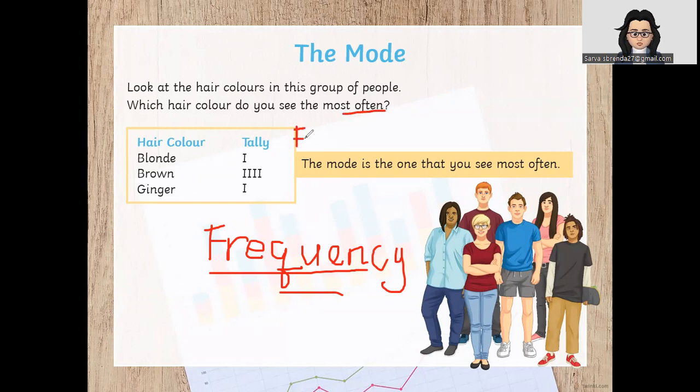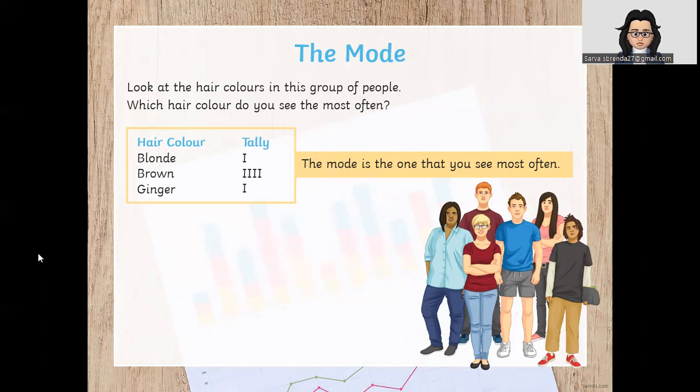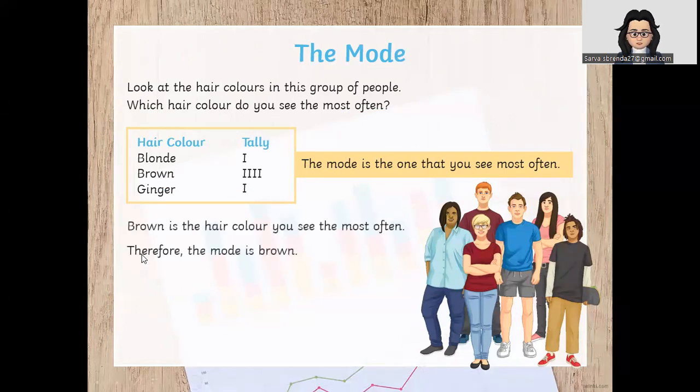In other words, I could add in just this word frequency and then put in the data. How many times do we have blonde hair? Only once. How many times do we have brown hair? That's 4 people. And how many for ginger? It's 1. So in order to remember mode, you can also remember it as the data with the highest frequency. That's it, okay? The one with the highest frequency. Now, in this case, the highest frequency here is 4, so the data belongs to brown. That kind of understanding will help you figure out the mode easily.